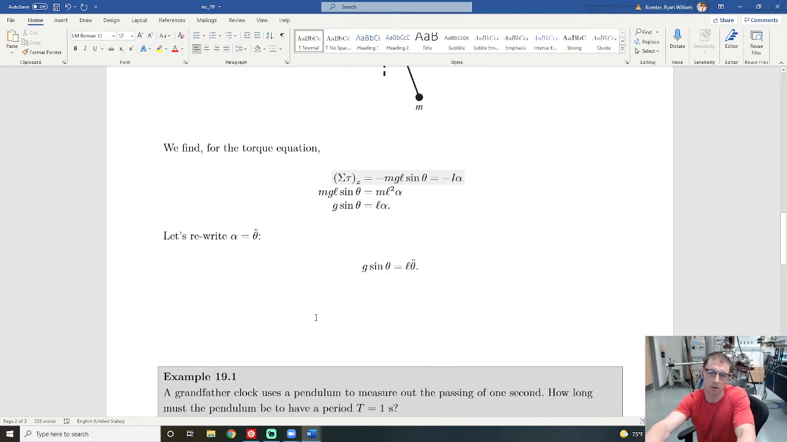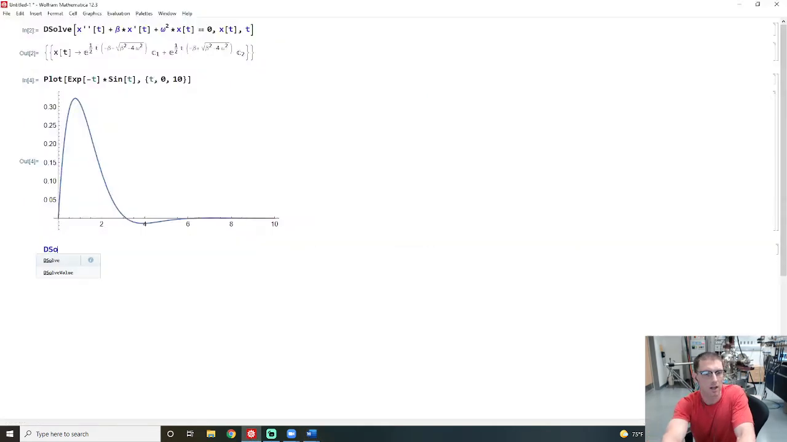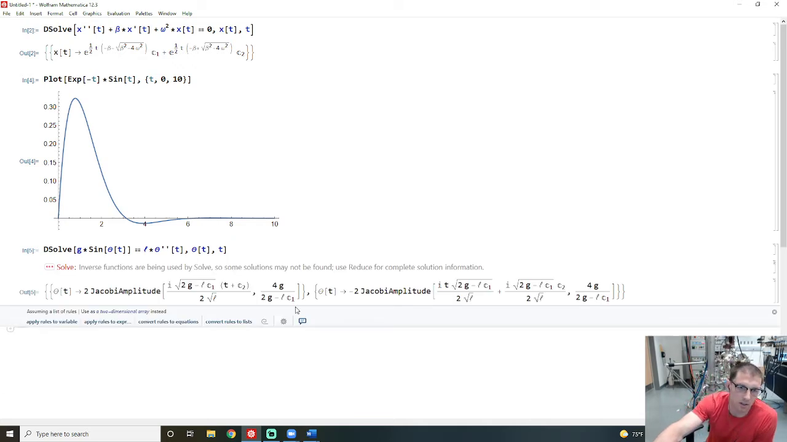We can't really solve this. Actually, now that I mention it, I'm curious to see what Mathematica gives me if I try to make it solve this. So let's see what happens. We had g times sine theta, where theta is a function of t, equals L times the second time derivative of theta with respect to t. Yeah, okay, so we're getting something weird, right? Like Jacobi amplitude, I don't even know what that is, if I'm being honest with you. So this is probably not super useful.